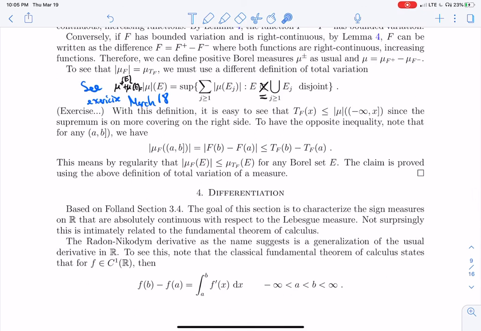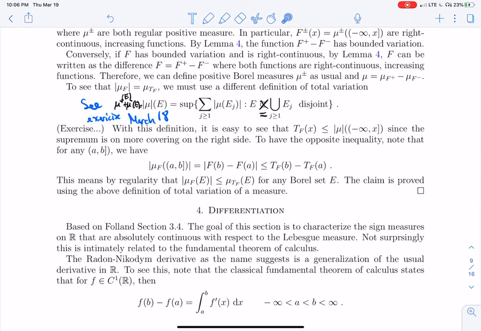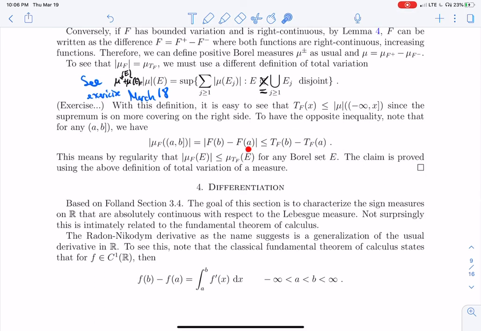Now, to have the opposite inequality, how do we do that? We know the following. If I look at the measure mu_f constructed, the signed measure constructed with f, its value on (a, b] is given by f of b minus f of a. If I put the absolute value, this has to be smaller than the total variation of f at b minus the variation at a. Just by definition of total variation, f of b minus f of a is just one interval, so it has to be less, because here I look at how much I oscillate all over the place, and here I just look at the difference between two points.